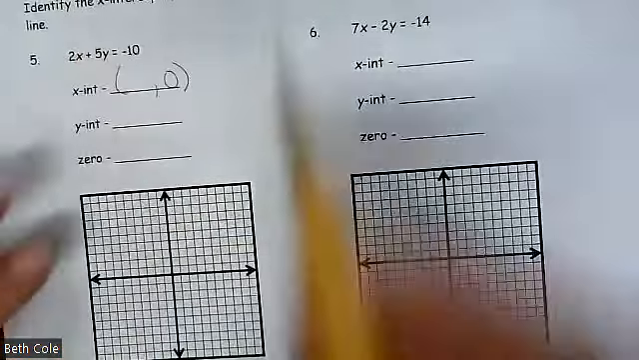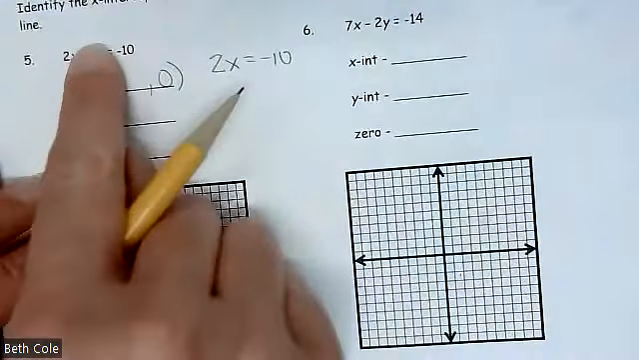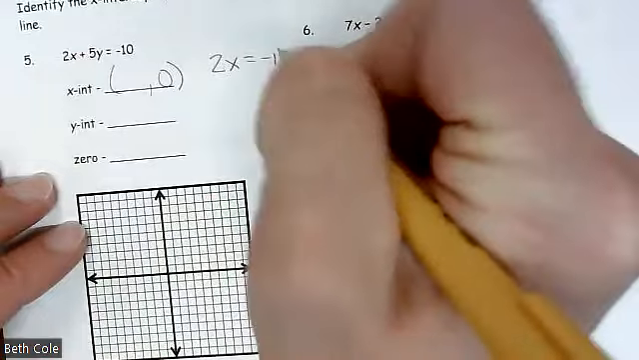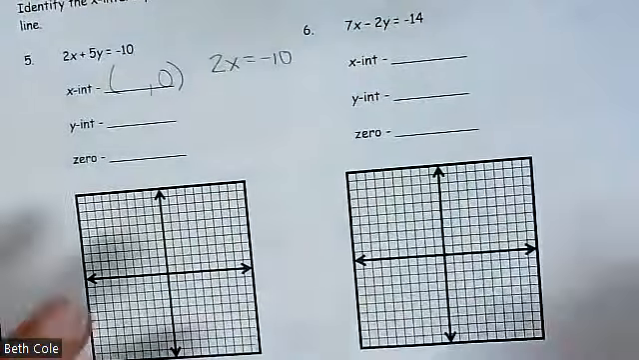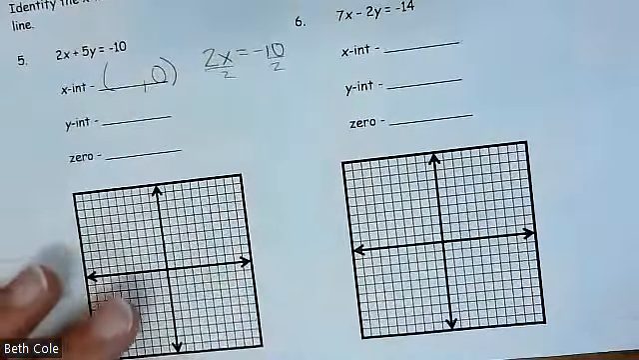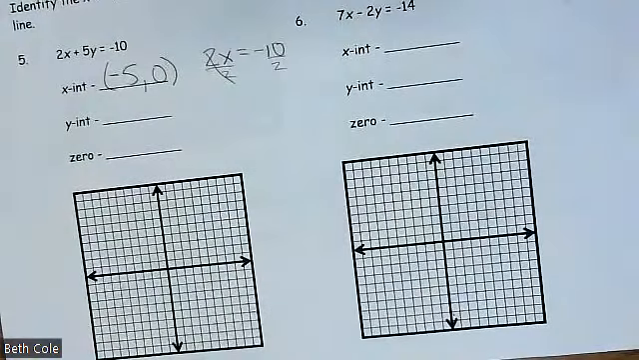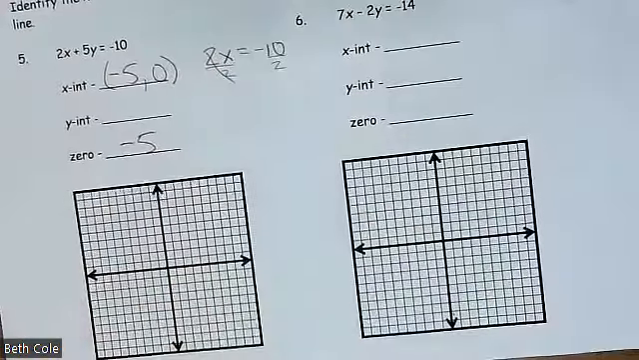Okay, let's write it down off to the side here. If you have 2x equals negative 10, if we plug in 0 for y, you get 2x equals negative 10. What would you do to solve that? You divide by 2. Good, I heard somebody say it over here. What is it? It'll be negative 5. Good. And then you can write that on the line for 0 as well.